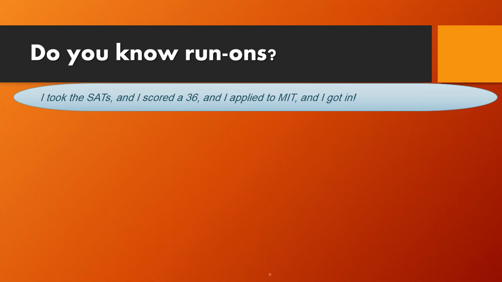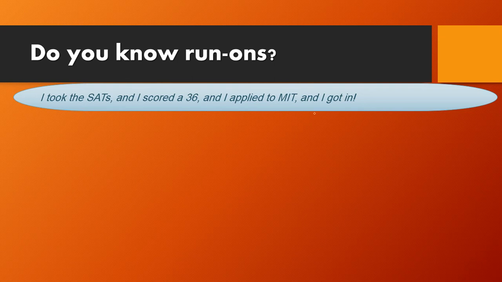Read the first sentence here that you have. I took the SATs and I scored a 36 and I applied to MIT and I got in. Now, maybe this sentence is very long for you, wordy and awkward, but the question is, is it a correct sentence or not? Is it a run-on sentence or not? Run-on means two things are running together or running behind each other with nothing to stop them from running. This is the meaning of running.